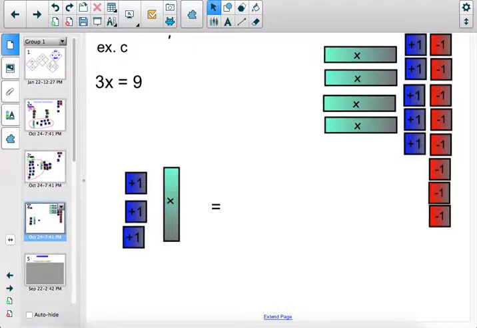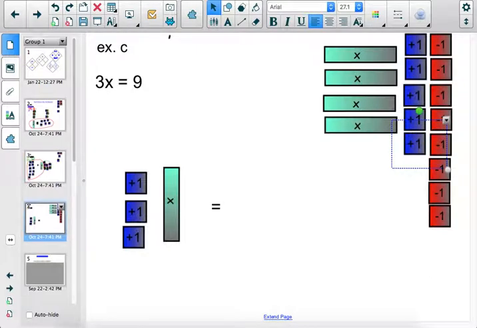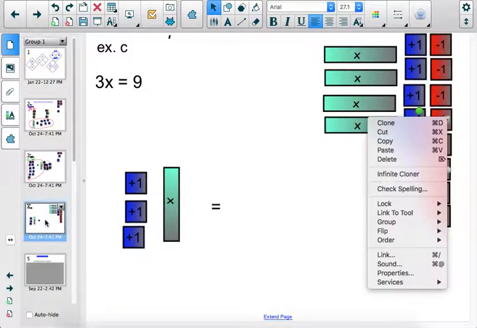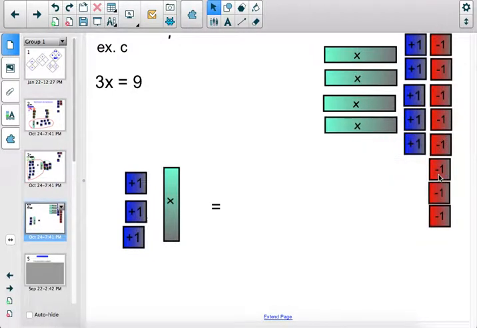Tap one of the positive, and then hit the little arrow down looking thing. And one of those is going to say infinite clone. And then you can just drag it. It's going to keep duplicating from that spot.